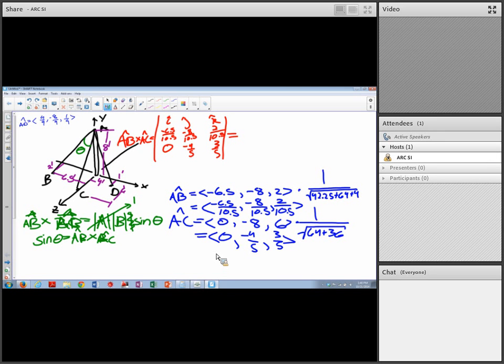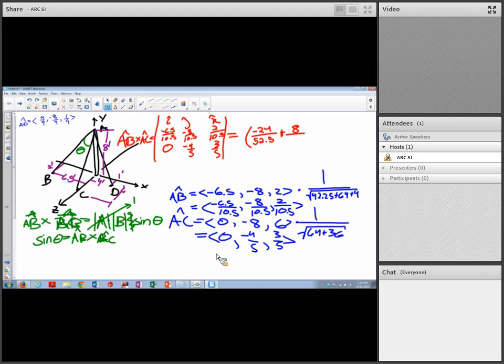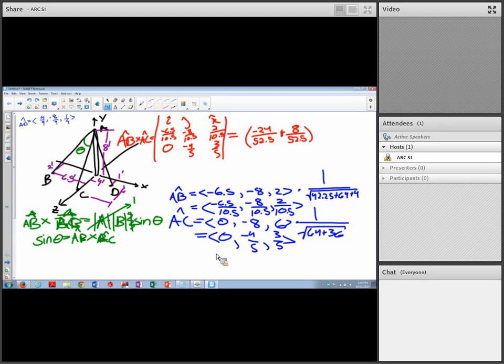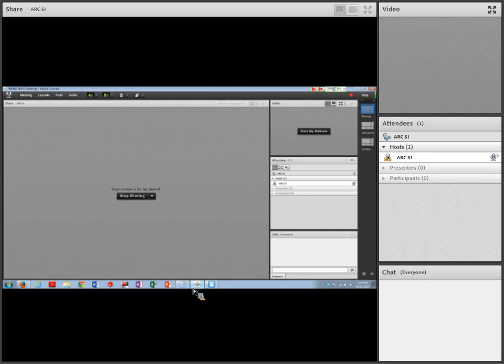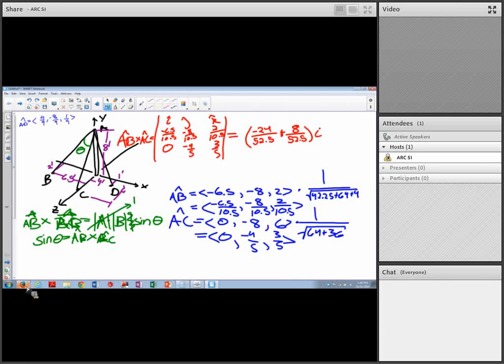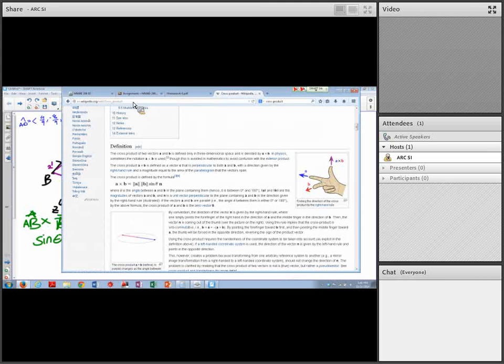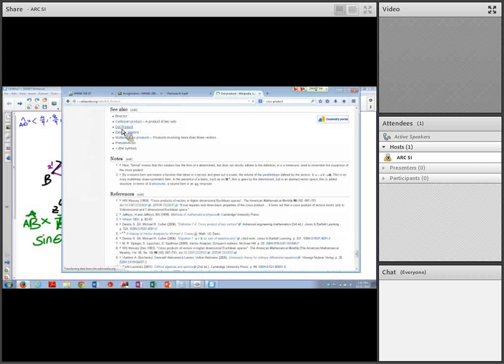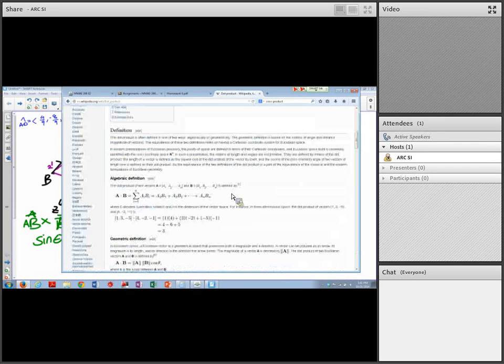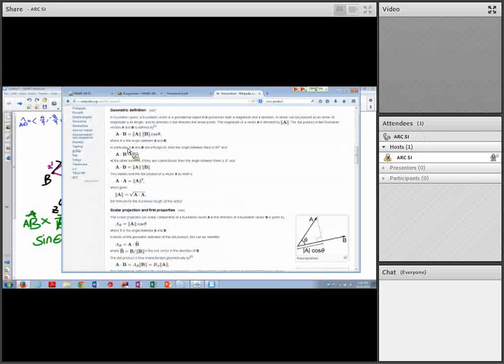We get negative 24 over 52.5 minus, oh, no, that's the plus, 8 over 52.5 i. Wait. How is this happening? Because this is turning into a vector. We need a scalar. Okay, we need to actually do dot product. I messed up. So yeah, this isn't going to work. What we really need is dot product.